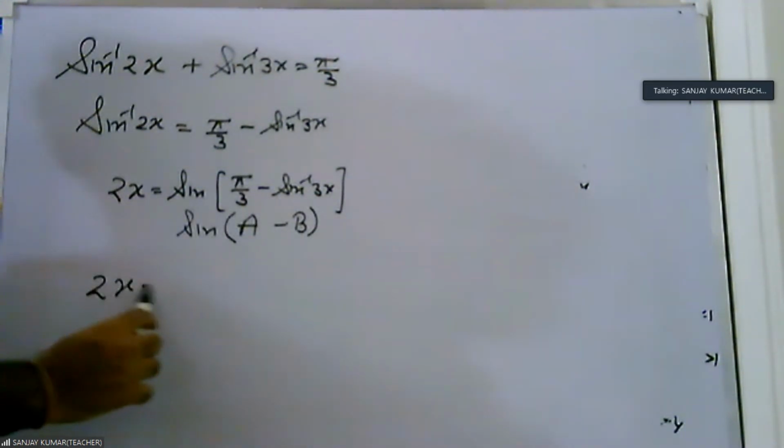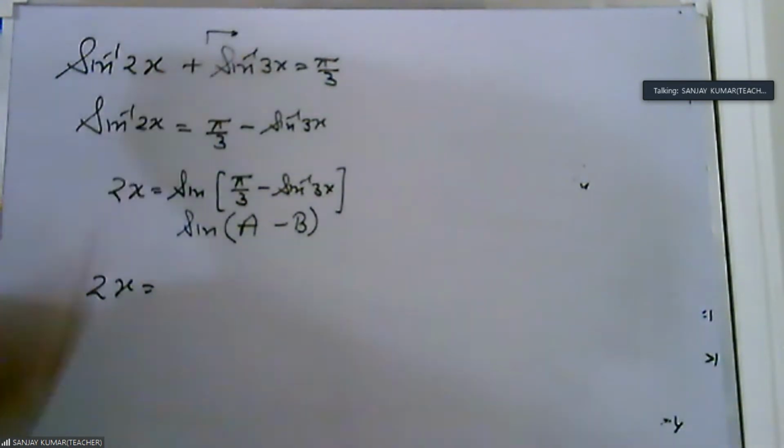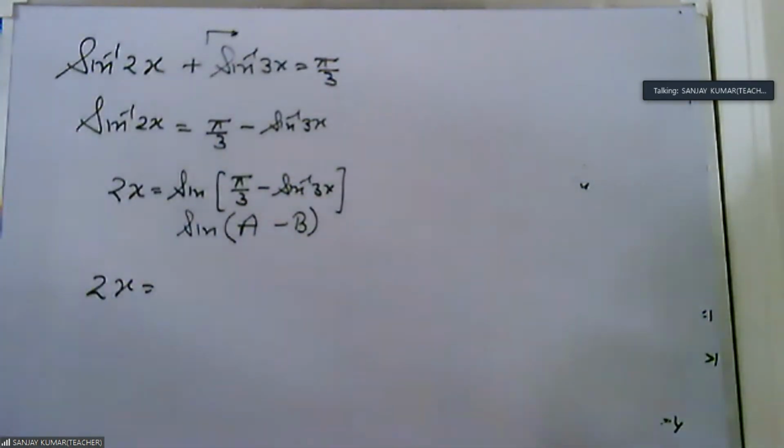Again, C, we take one sine to that side. Then we have sine inverse 2x equal to pi by 3 minus sine inverse 3x. Then we find the values of 2x. We put sine on the right side.